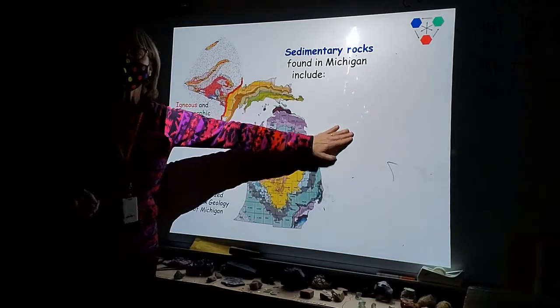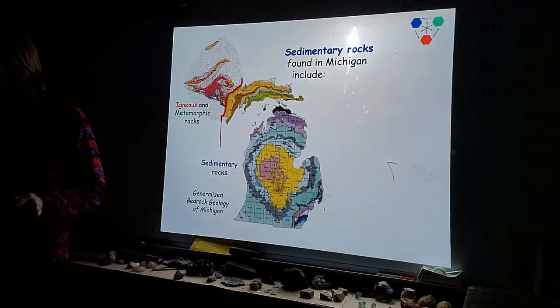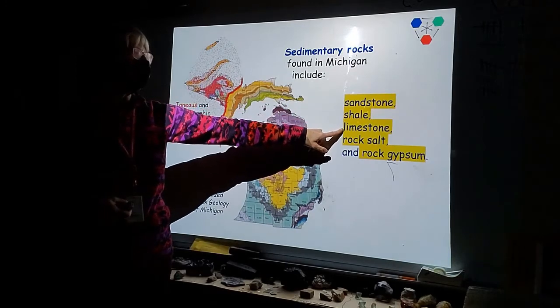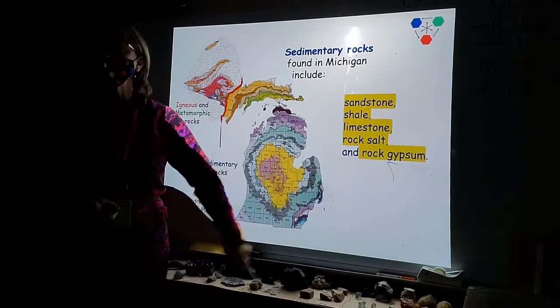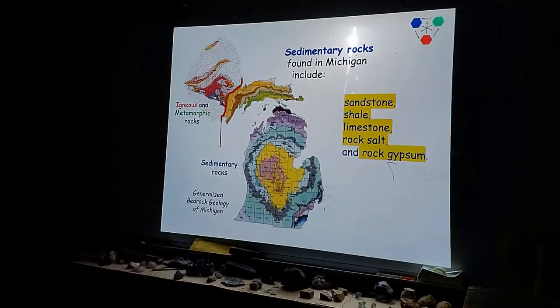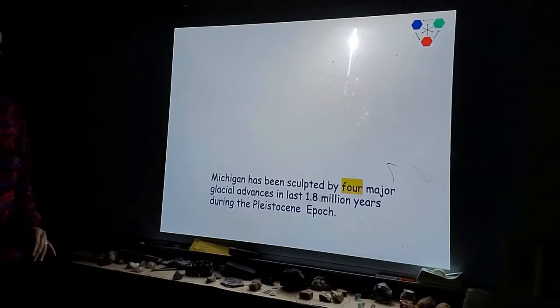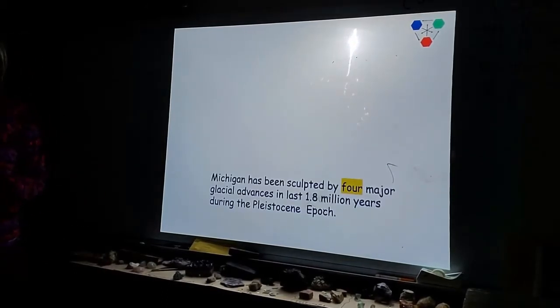When I show them to you, please write a capital S next to these rocks. Sandstone, shale, limestone, rock salt, and rock gypsum. Please write an S next to those rocks. All right, good. So, Michigan's got a great history.